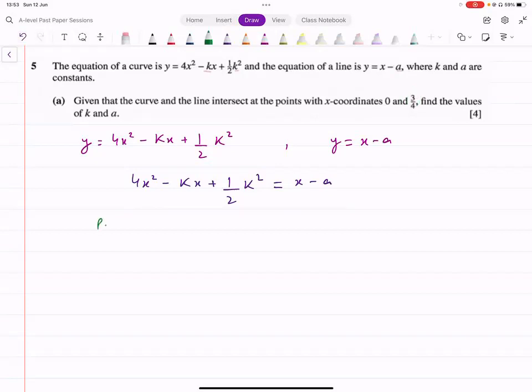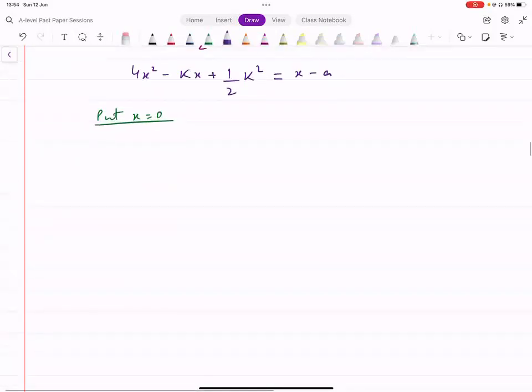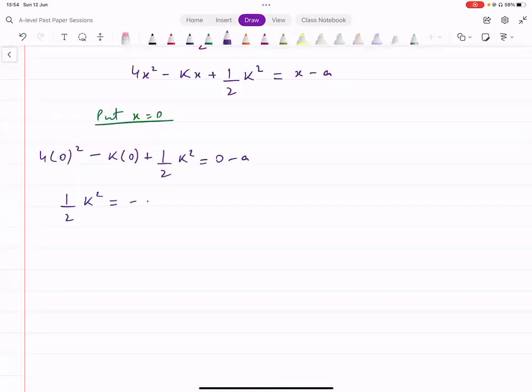So what we can do is input x equals 0 here first, and that's going to give us an equation in terms of k and a. So let's do that. 4 into 0 squared minus k into 0 plus 1 over 2 k squared equals 0 minus a. So we've got one equation in terms of k and a here. Let's simplify this. We basically have 1 over 2 k squared equals minus a, and k squared equals minus 2 times a. Okay, so that's a relationship between k and a that we get from this.